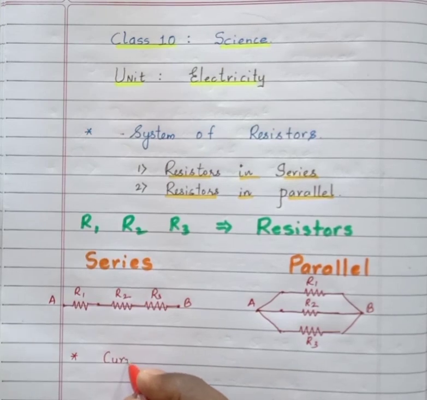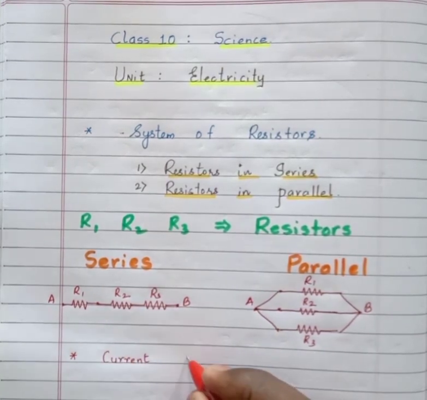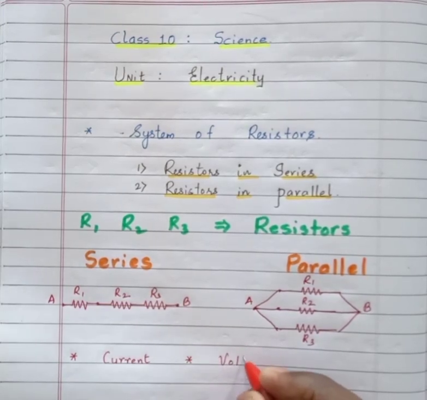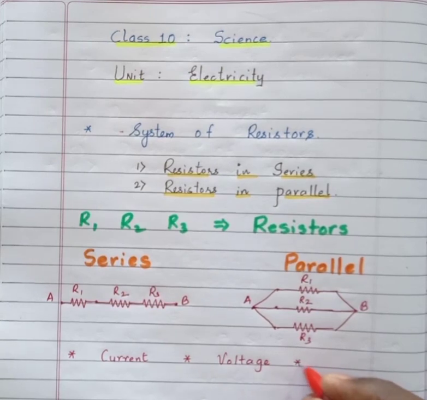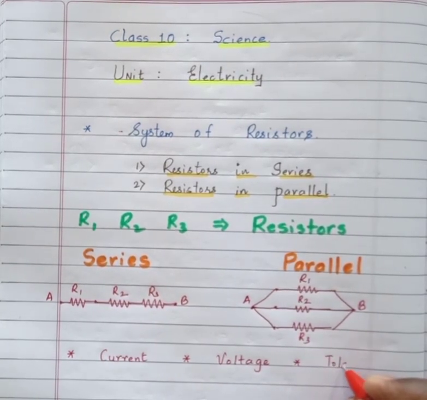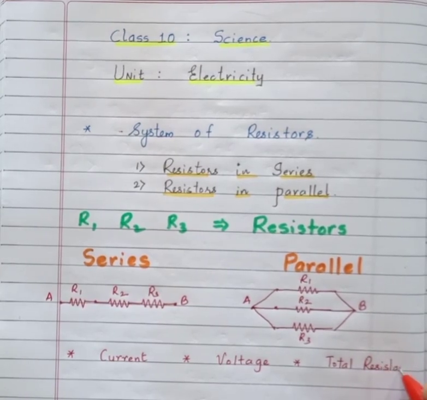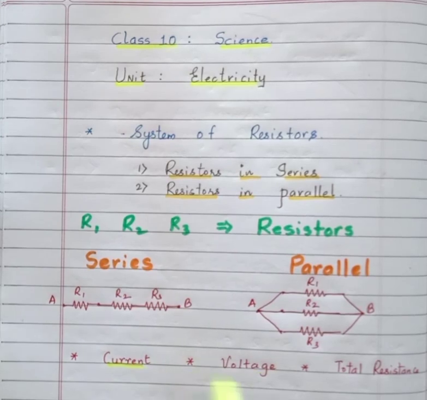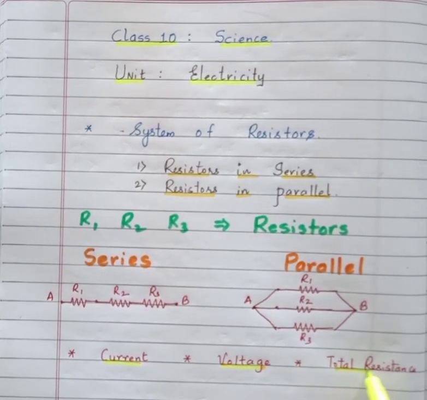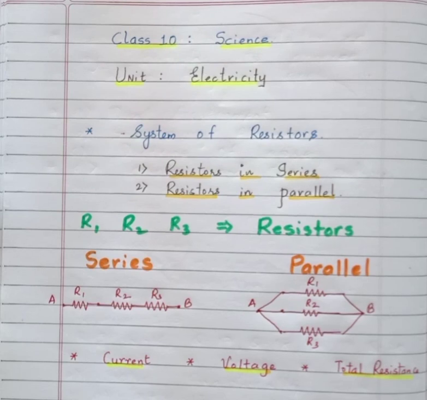Therefore, now we are going to study in detail about series connection and parallel connection, that is, what happens to the current when the system of resistors are connected in series as well as voltage, and we'll try to find out the total resistance of the circuit. In series and parallel connection, we'll study the current, voltage and total resistance.